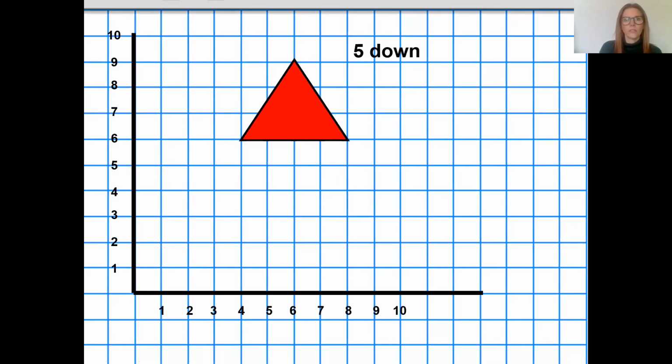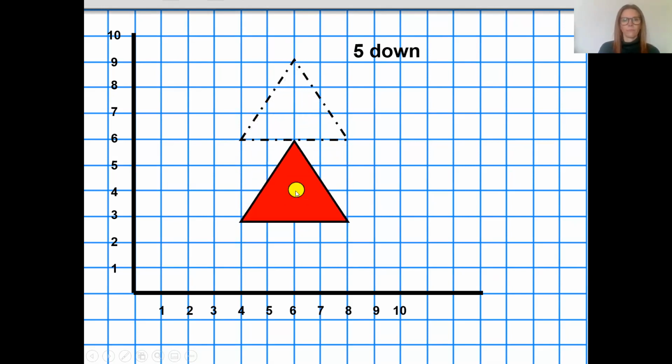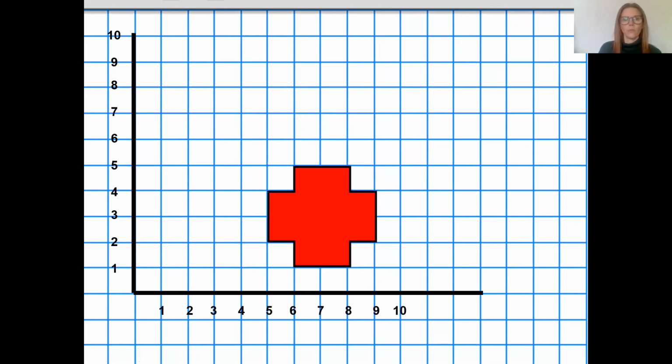Another one. So this time we need to go 5 down. So again, identify a spot on your shape. 5 down would be here. 1, 2, 3, 4, 5. Okay, a few more examples for you. Right, 5 up this time.